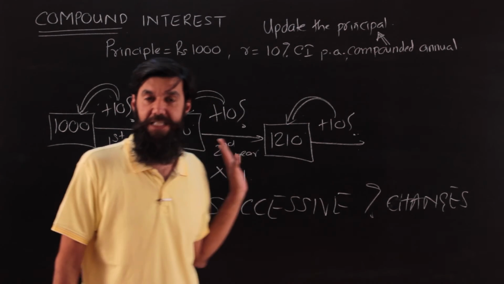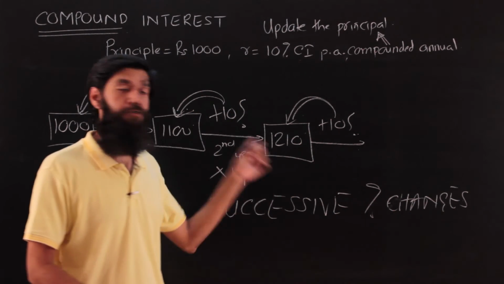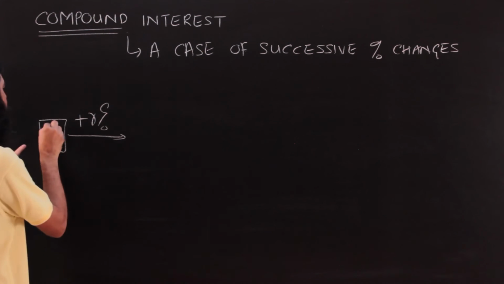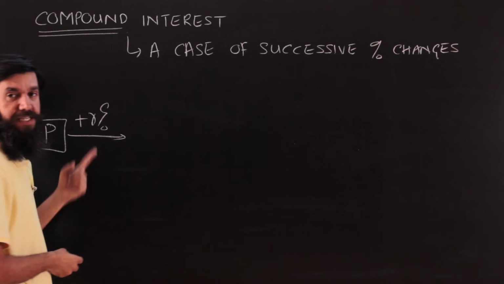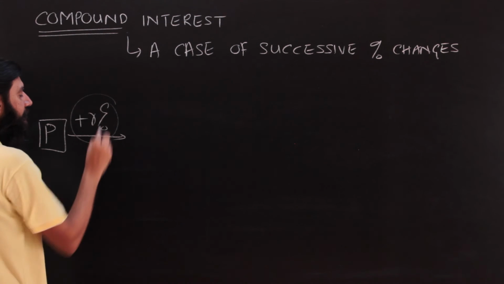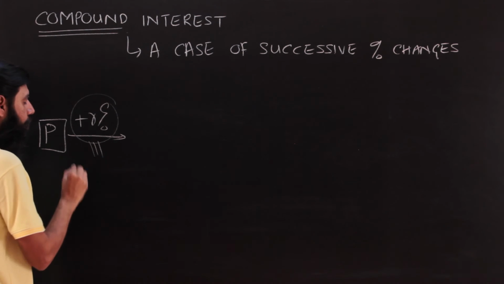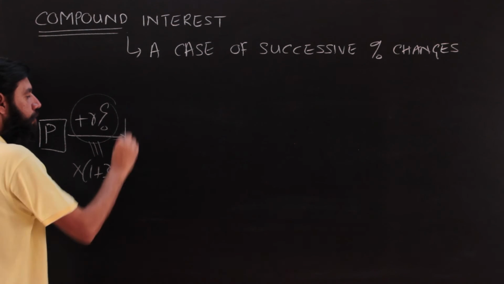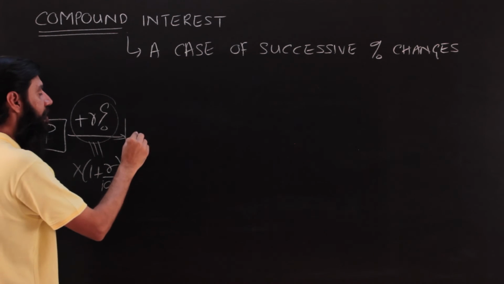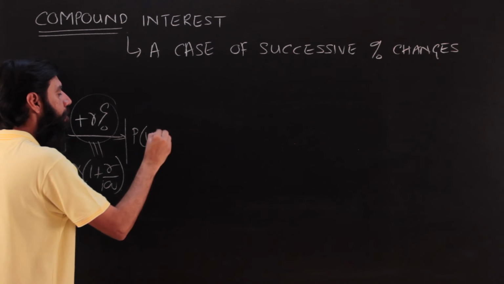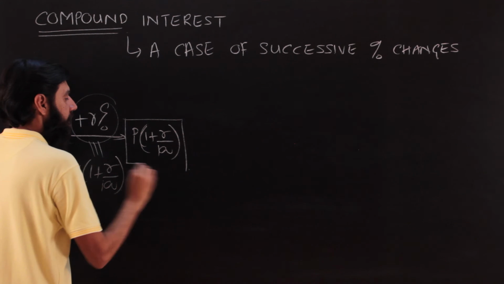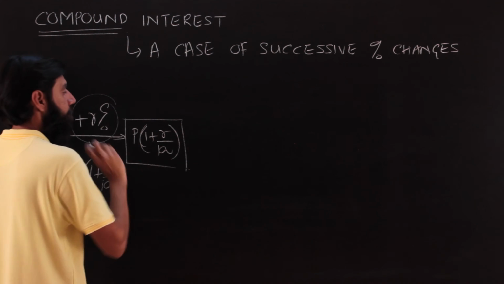But let's just first get the formula rather than using these values. In general terms, I start with the principal P, which has an R% increase, and an R% increase is equivalent to multiplying by 1 plus R by 100. So the amount after 1 year is P into 1 plus R by 100. This is after 1 year.